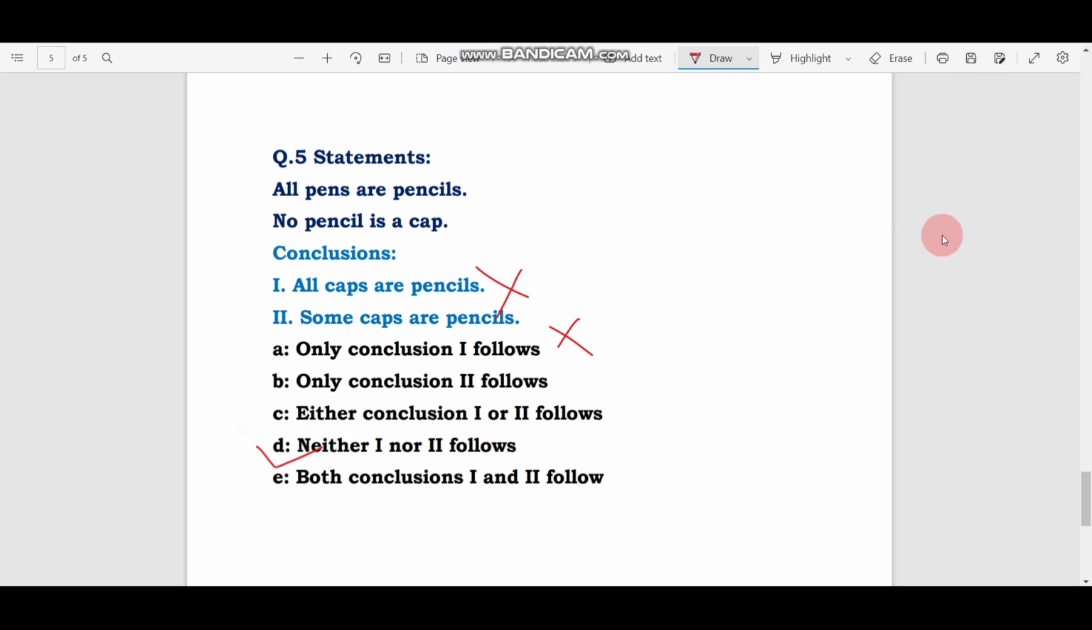So now you have understood the concepts. Now what you have to do? Just practice at least 10 to 15 questions on this topic, on syllogism. Just search on Google for the top 50 questions on syllogism and try to practice those questions. Once you practice at least 10 to 15 questions, you will have clarity of the concept. Then you can easily solve the questions in the exam.